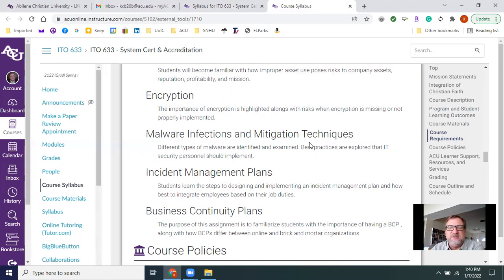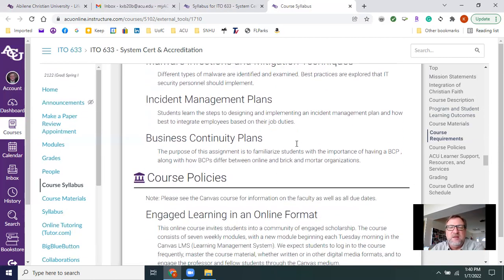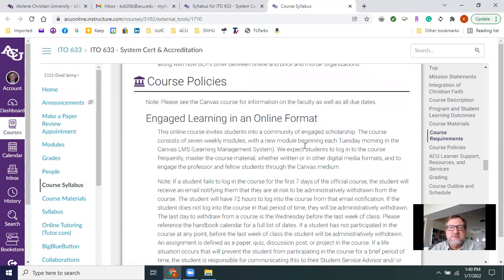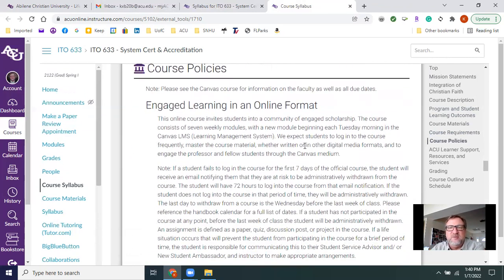We'll look at incident management plans and why they're vitally important to the organization. Look at business continuity plans. How do we continue and ensure our business is available, and all our resources are available to the business?